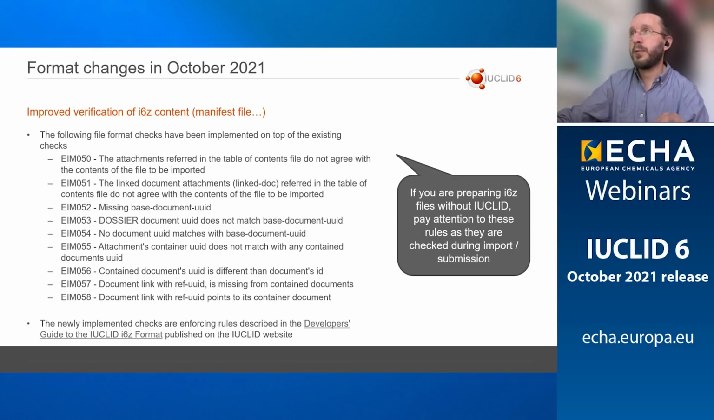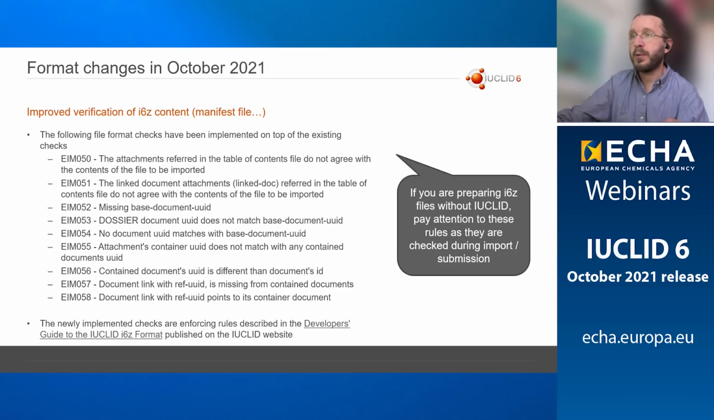So what has changed in October 2021? Before I go to the format changes, I wanted to inform all Euclid users about a change in the way data is imported. You can see here a list of additional verifications that are done to Euclid files when they are imported into a Euclid database. These rules were documented in a document called Developer's Guide to the Euclid I6Z format, but they are now enforced in the Euclid import module.